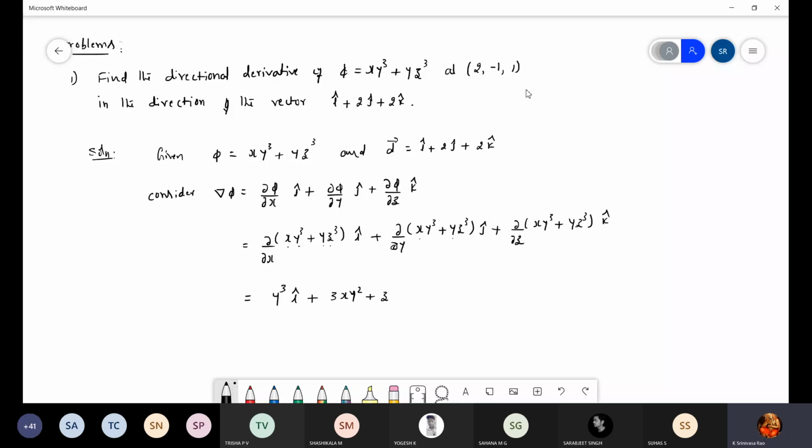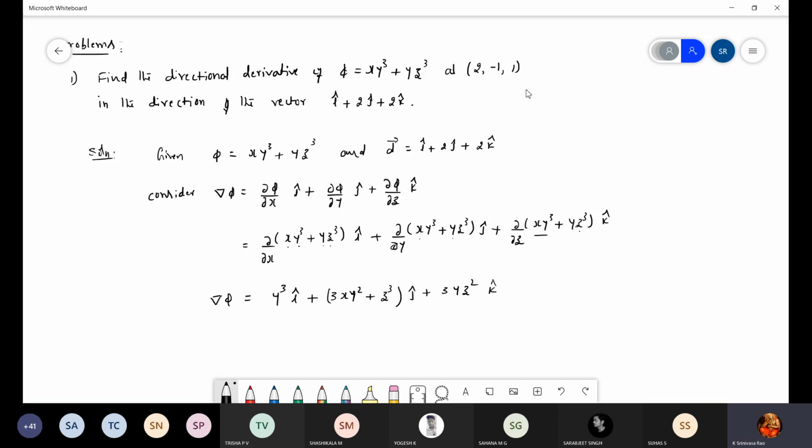into j cap. Plus with respect to z, the first term is 0. This is constant, 0. Just differentiation of z cube is 3z square. You will get 3yz square k cap. So this is grad phi.